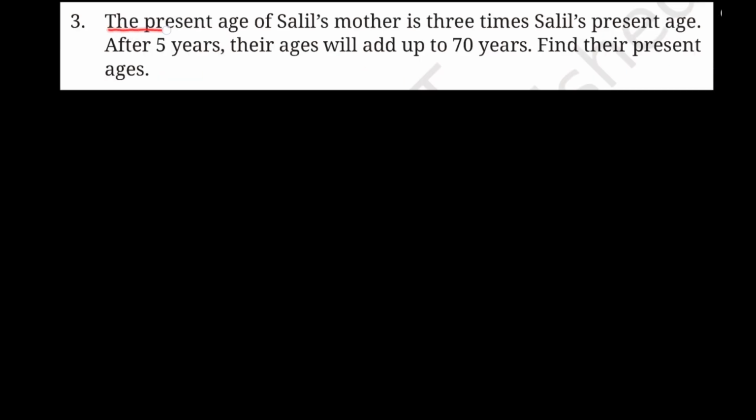Next, third problem. The present age of Salil's mother is 3 times Salil's present age. After 5 years, their ages will add up to 70 years. Find their present ages. The present age of Salil's mother is compared to Salil's present age. So we can consider Salil's present age as x. So present age of Salil is x years. Now the given information, present age of Salil's mother is 3 times Salil's present age. So the present age of Salil's mother is 3x.